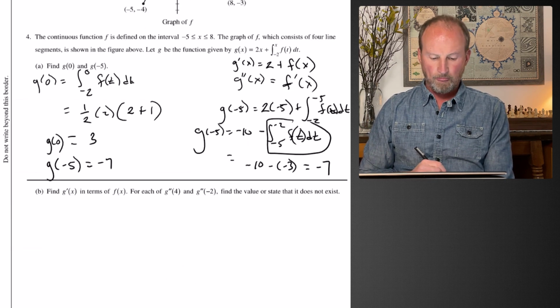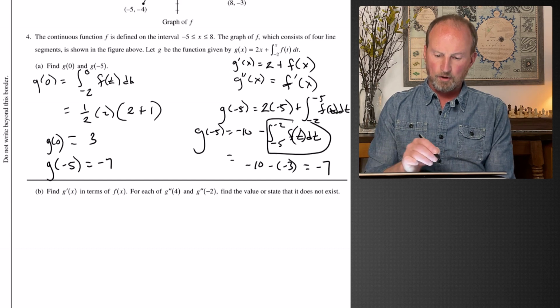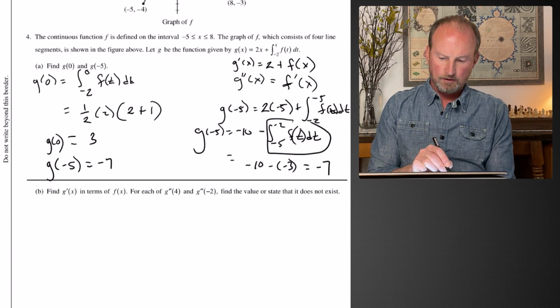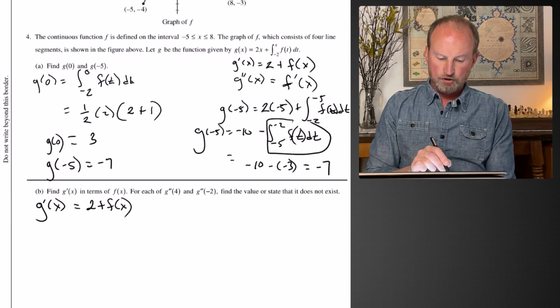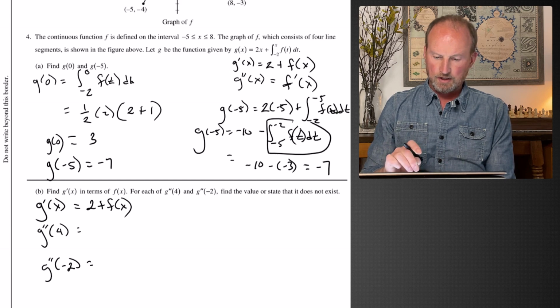Okay, letter B. Find g prime in terms of f. Well, we already did that up here, so I'm just going to rewrite it. g prime of x equals 2 plus f of x. Now, for g double prime of 4 and g double prime of -2, find the value or state they don't exist.